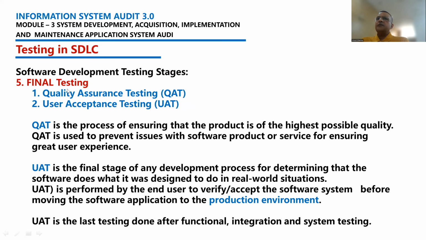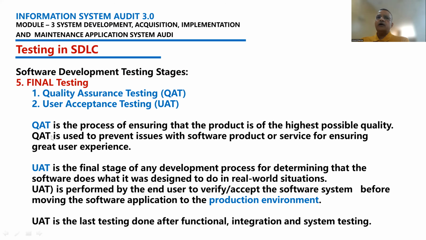Software development testing stages, there's another one called final testing. Final testing has two parts: quality assurance testing, also known as QAT, and user acceptance testing, also known as UAT. Now, quality assurance testing, again, assurance means giving a guarantee. Assurance is the process of ensuring, in the sense, I assure you, I can ensure that the product is at the highest possible quality, like we have done in module 2, quality management and quality assurance.